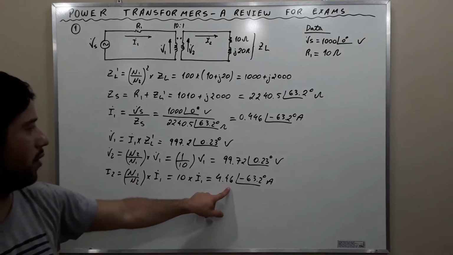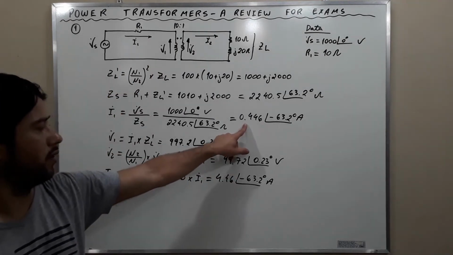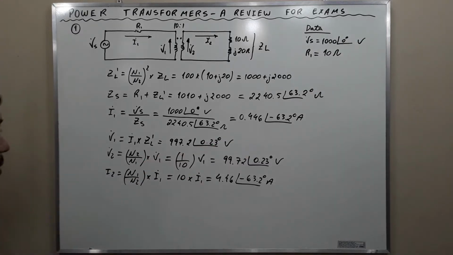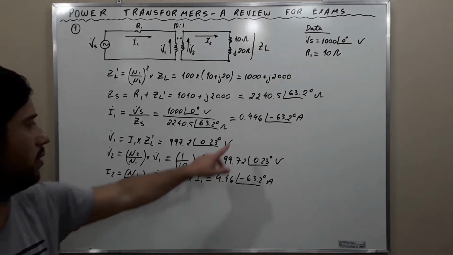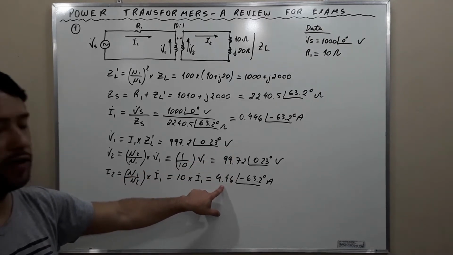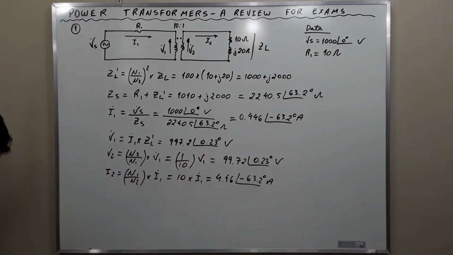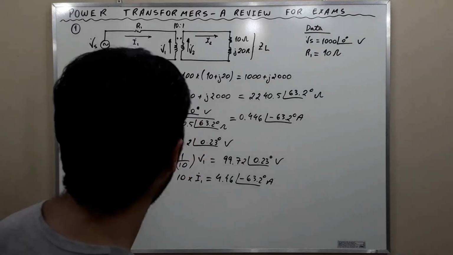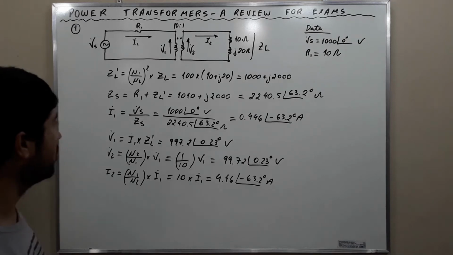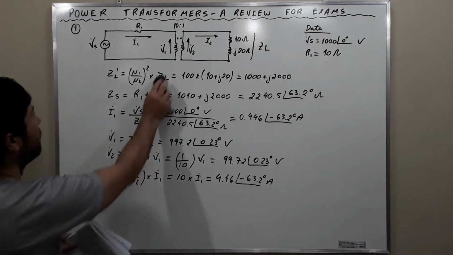The secondary current is greater than the primary current by the turns ratio. The turns ratio is 10, then the secondary current is 10 times the primary current. Okay? This is what we needed to calculate related to currents and voltages. Now let's calculate the power delivered to the load. I'm going to erase it here to calculate the powers.